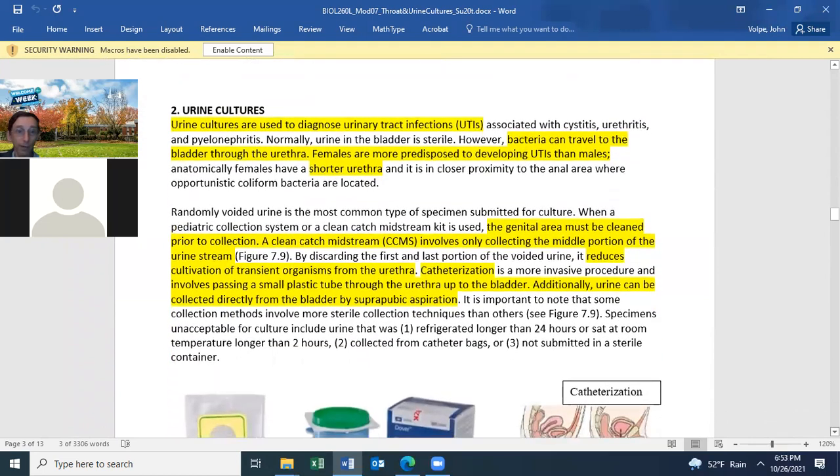All right, any question about the throat cultures? If not, let's turn to the urine cultures. Urine cultures are used to diagnose urinary tract infections. Bacteria can travel from the lower urethra, where it is normal, up to the upper urethra, and then up into the bladder.